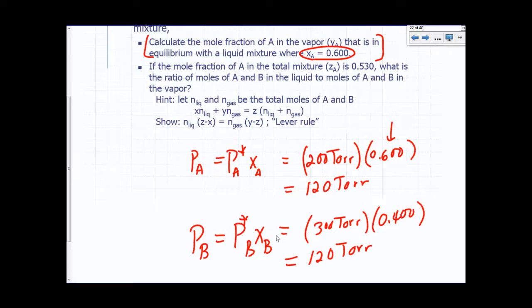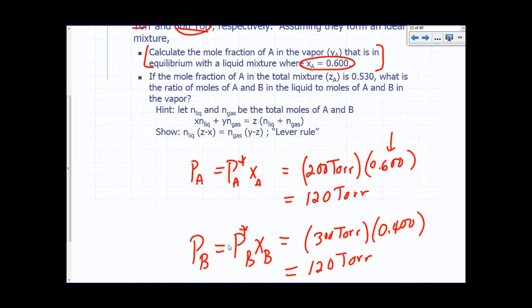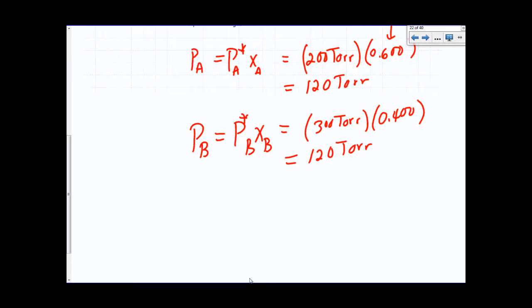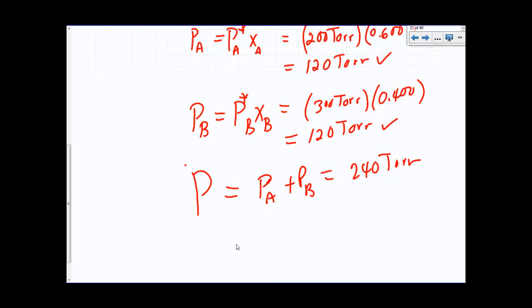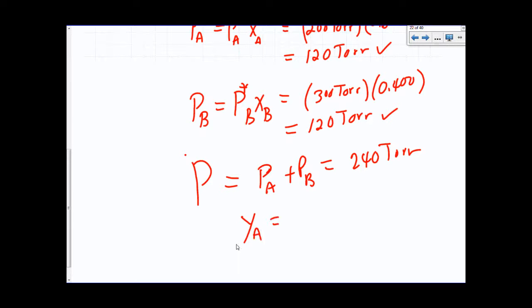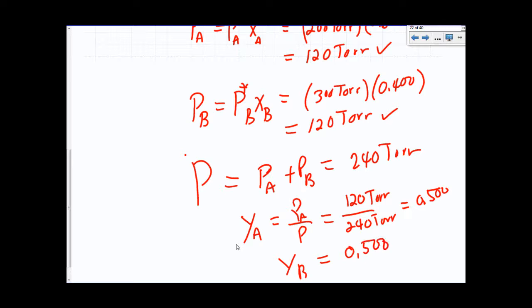So these would be the partial pressures of A and B. How would you calculate the mole fraction of A in the vapor? Well, your vapor consists of A and B, so your total vapor pressure is P A plus P B, which is 240 torr. In fact, A and B have equal partial pressures in this particular example. So you can calculate the mole fraction of each component in the vapor. The mole fraction of A in the vapor is equal to P A over P total, so 120 out of 240 torr, which is 0.5. Same thing, the mole fraction of B in the vapor is also 0.500.